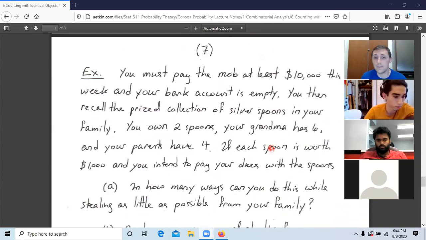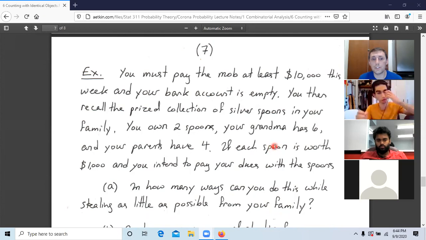So let's do this last example and we'll be done with this chapter. So you owe the mob at least $10,000 and you have to pay it this week, okay? And your bank account is empty. So then you recall that there is a prized collection of silver spoons in your family. You have 2 of those spoons, your grandma has 6 of those spoons, and your parents have 4 of those spoons. And each spoon is worth exactly $1,000. They are the same spoons, let's say, right? Or at least they look to you like the same spoon.